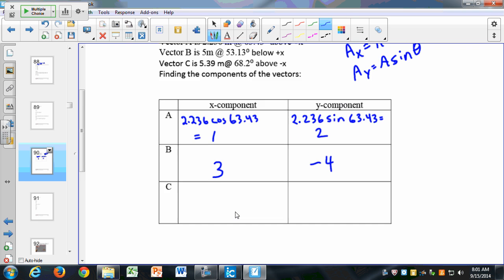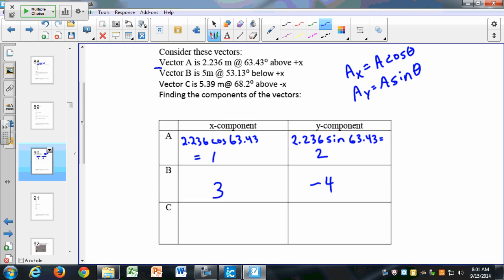So be careful here. The reason we know it's minus 4, notice vector B. If I draw vector B, it looks like this. It's 5 meters at 53 degrees. So this angle would be 53.13. And so the y component would be on the negative y-axis. So that's not something you would get in your calculator unless you put in negative 53 for the angle, or 360 minus 53. All right, so it's negative 4.